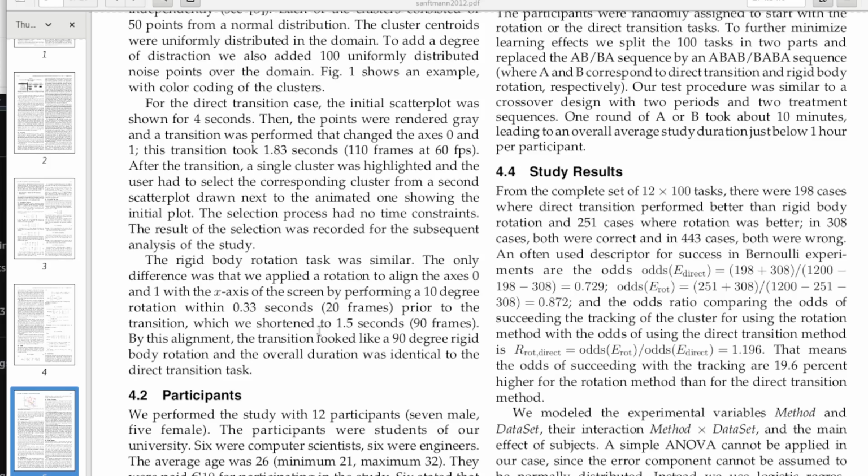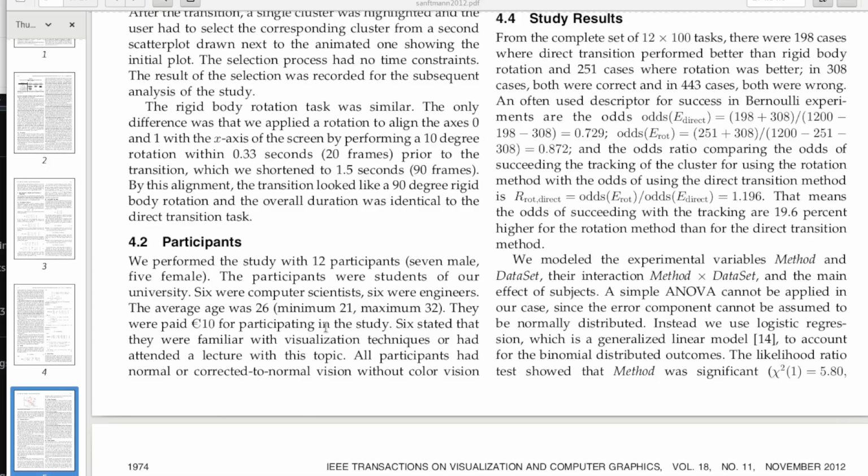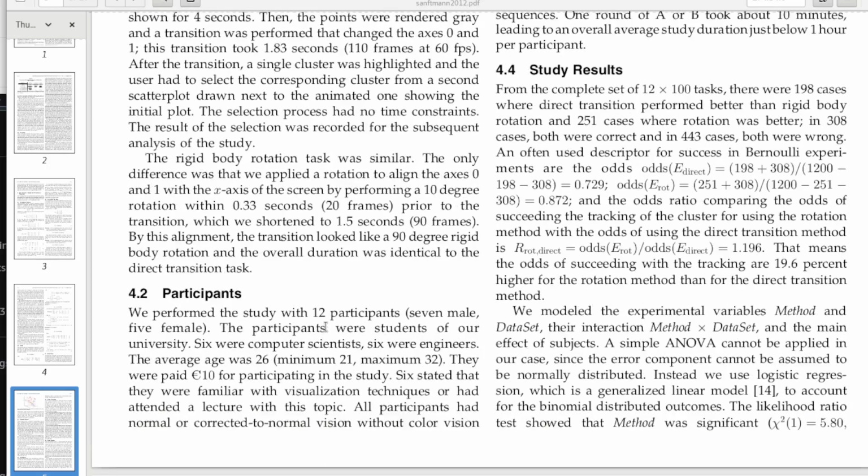4.2 Participants. We performed the study with 12 participants, 7 male, 5 female. The participants were students of our university. 6 were computer scientists, 6 were engineers. The average age was 26, minimum 21, maximum 32. They were paid €10 for participating in the study. 6 stated that they were familiar with visualization techniques or had attended a lecture with this topic. All participants had normal or corrected to normal vision without color vision deficiency.